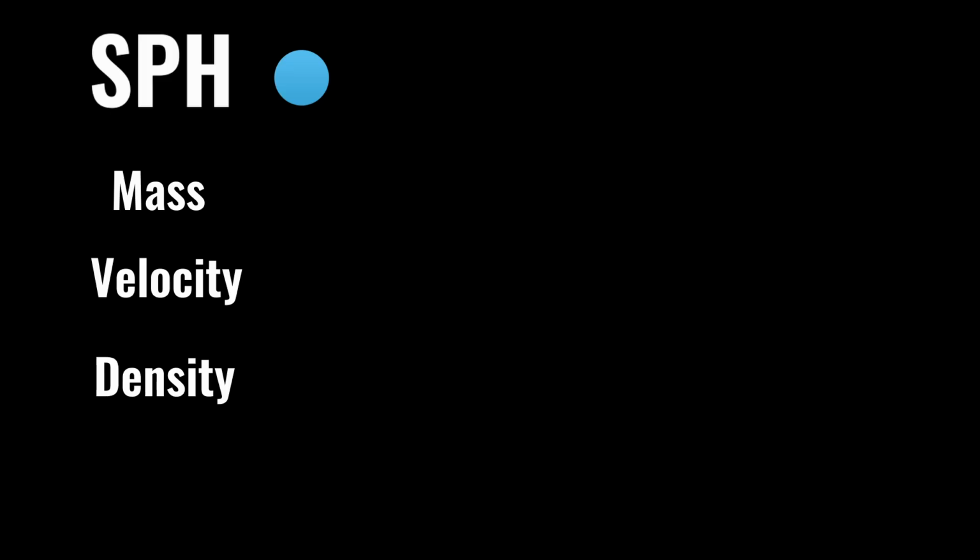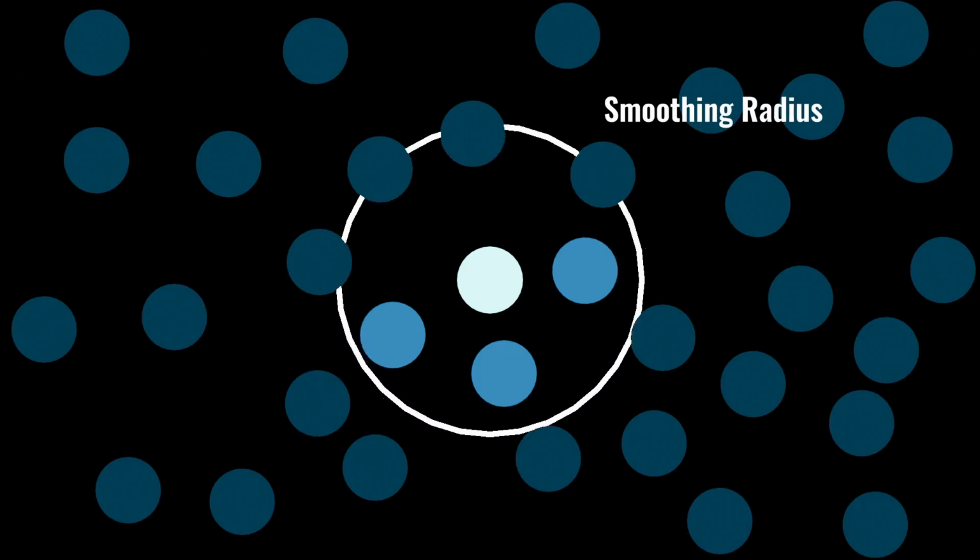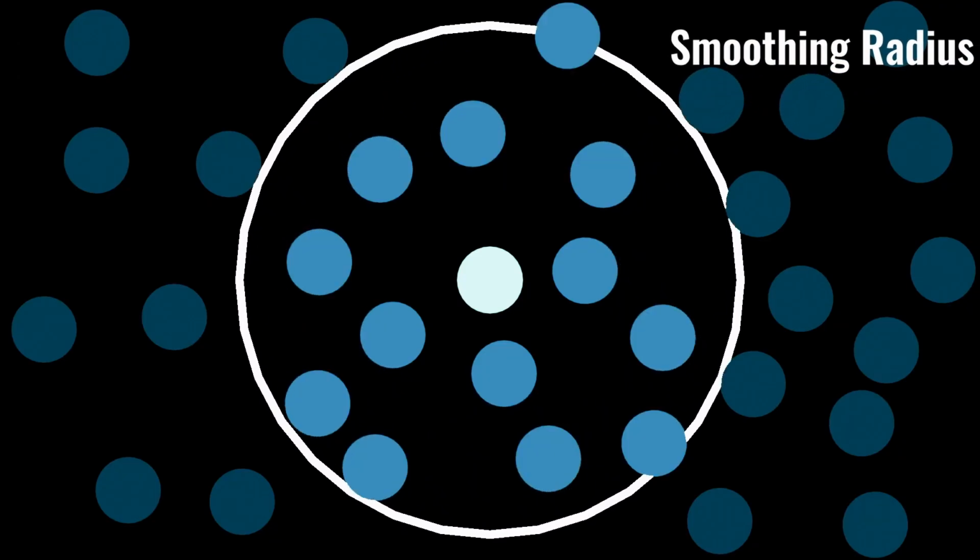Each one carries properties like mass, velocity, density, and interacts with its neighbors using smoothing kernels, basically functions that tell particles how much they influence each other depending on distance. To a single SPH particle, the world is just other particles nearby. It doesn't care about anything too far, just what's inside its smoothing radius.